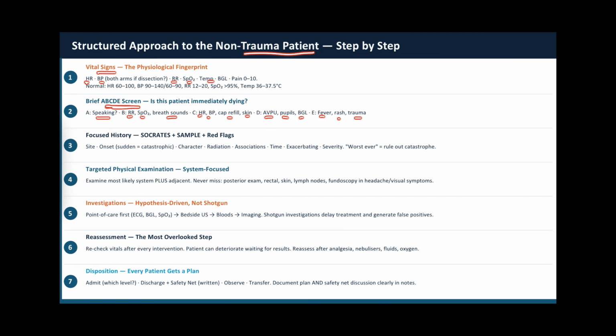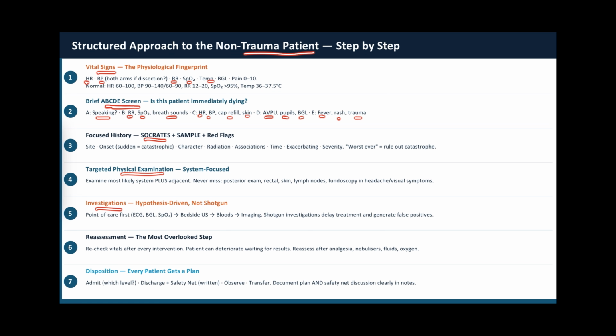Once life-threatening problems have been identified during the primary survey and excluded or treated, then move on to the focused history. Here you use SOCRATES for the symptom analysis where appropriate and always ask yourself if there are any red flags that suggest a catastrophic diagnosis. Then perform a targeted physical examination. Examine the most likely system, but don't develop any tunnel vision. For example, a patient with chest pain may need a cardiovascular examination, but don't forget to examine the lungs, abdomen, and the peripheral circulation when indicated.